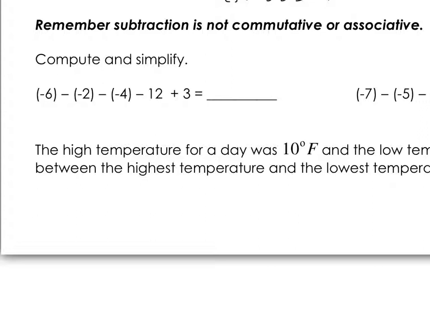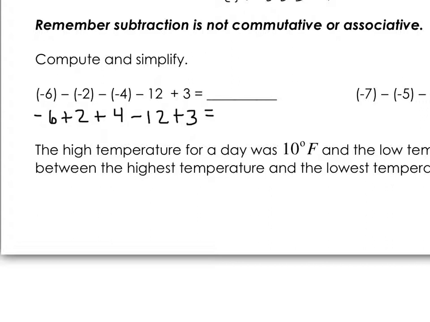So let's compute and simplify. There are different ways to do this problem. The way that I like to do it is I like to first think what's happening with the signs. Minus a negative 2 is the same thing as plus 2. Minus a negative 4 is the same thing as plus 4. So then I have minus 12 plus 3.